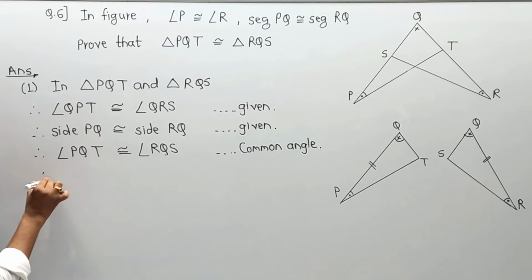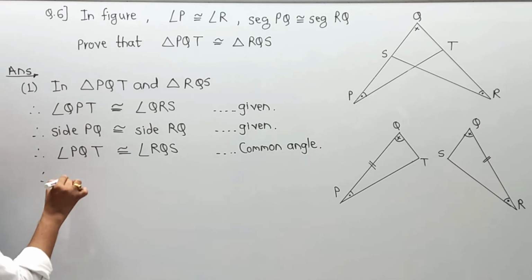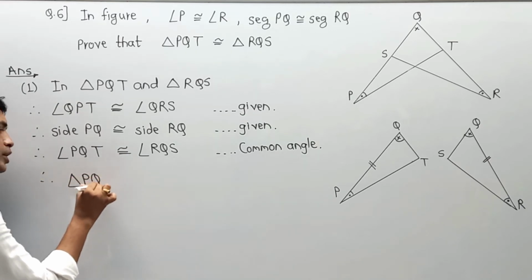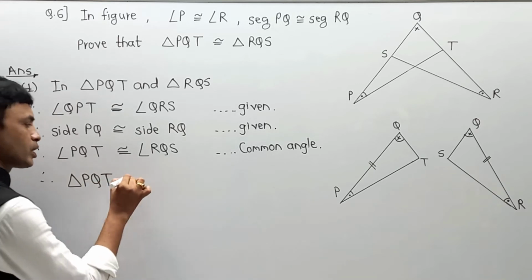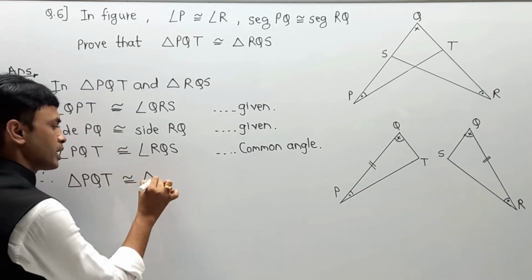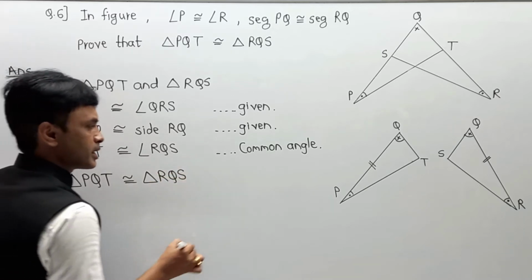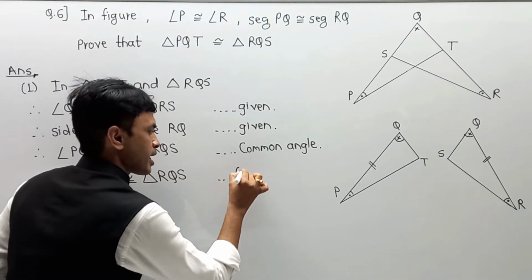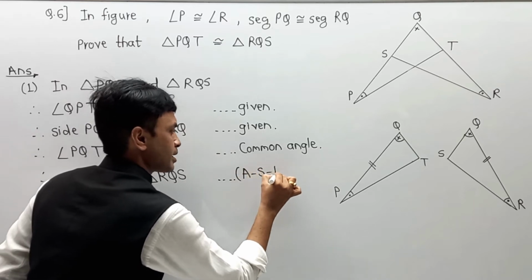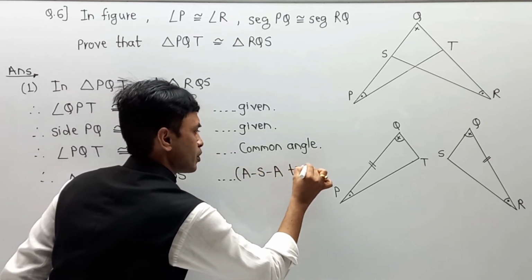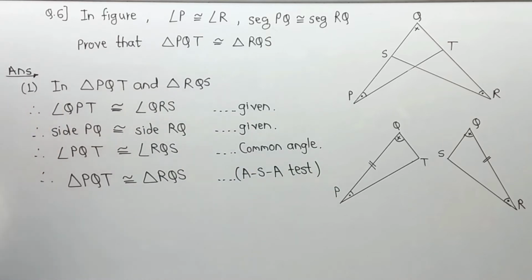Therefore, we can write triangle PQT is congruent to triangle RQS. And the reason is the angle side angle test of congruency. And in this way we can write the proof over here.